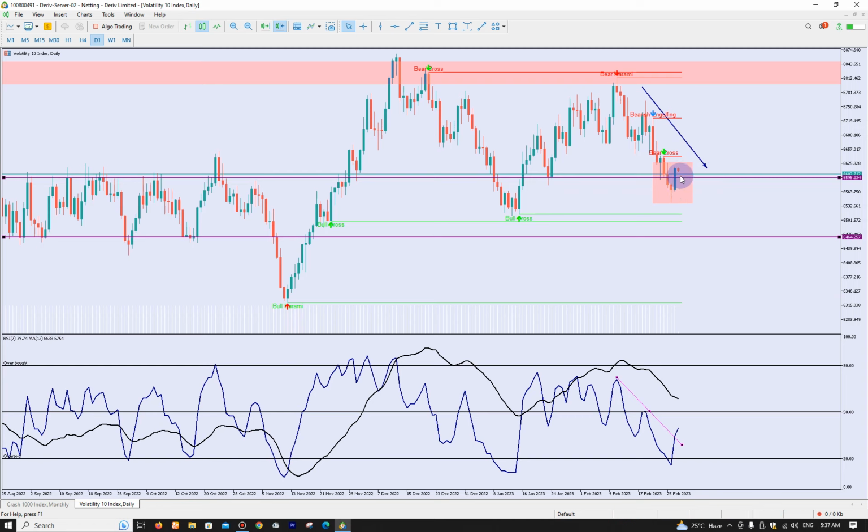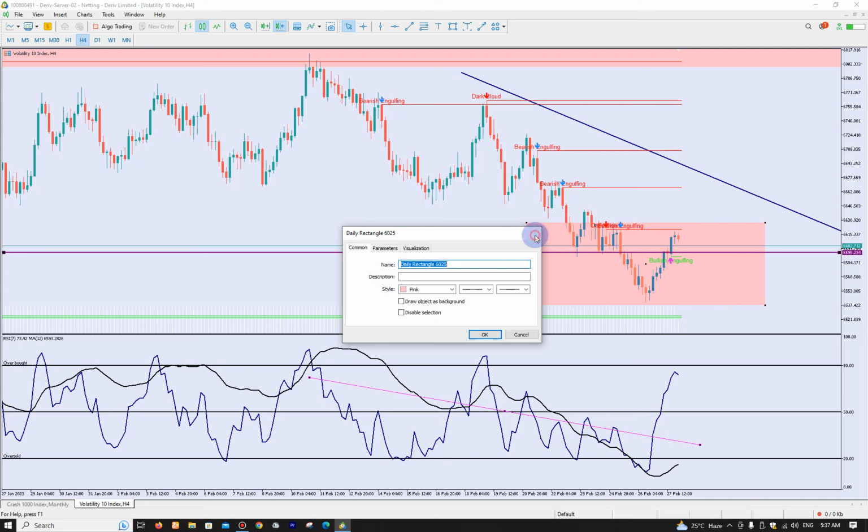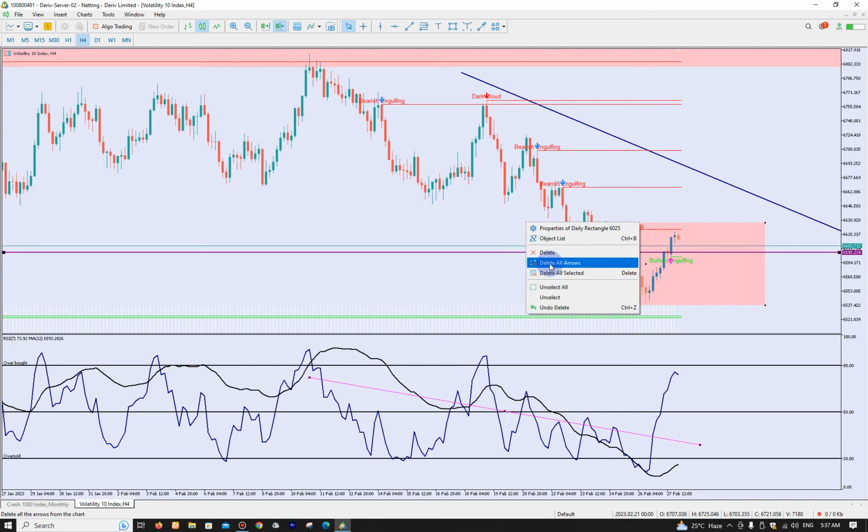So we are going to look at this market from the lower time frame. We are going to the 4 hours now. Let's see what is happening. Now you can see we have a bullish engulfing candle right here. Let me take this off so that we can actually see what is happening. Yeah, you can see this is a strong zone.